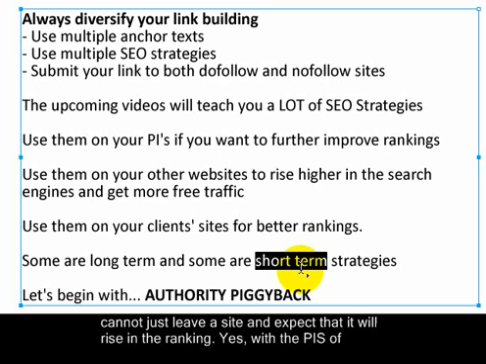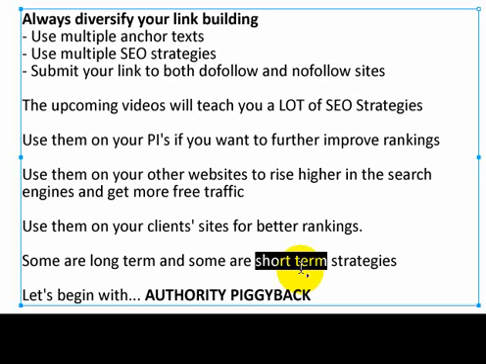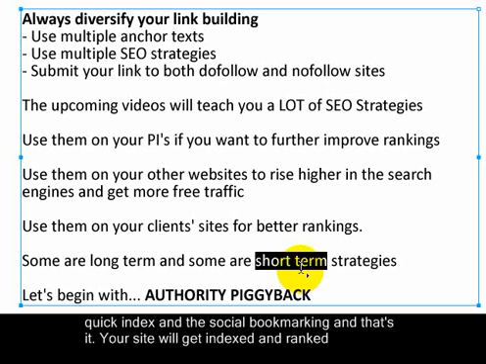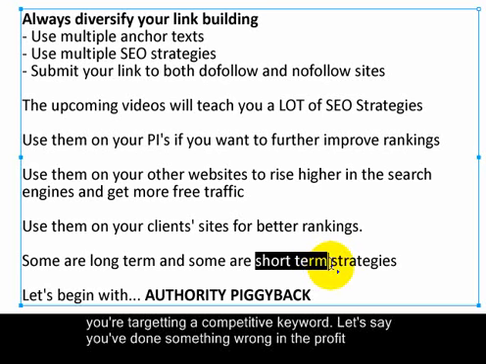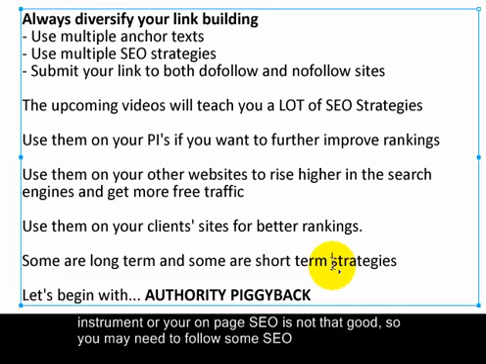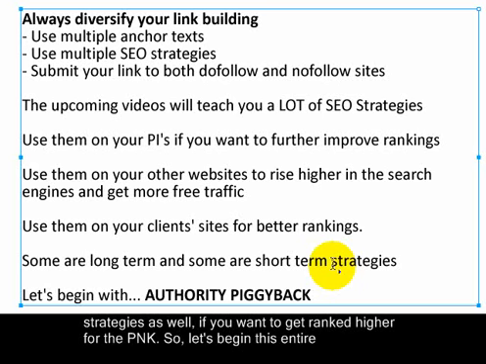Yes, with a PIS of less than 5, that does happen. So if your profit instrument score is less than 5, you just follow the quick index and the social bookmarking, and that's it. Your site will get indexed and ranked higher in the search engines. But if your PIS is greater than 5 or greater than 10, or if you're targeting a competitive keyword, or let's say you have done something wrong on your profit instrument, your on-page SEO is not that good, you may need to follow some SEO strategies as well if you want to get ranked higher for the PNK.